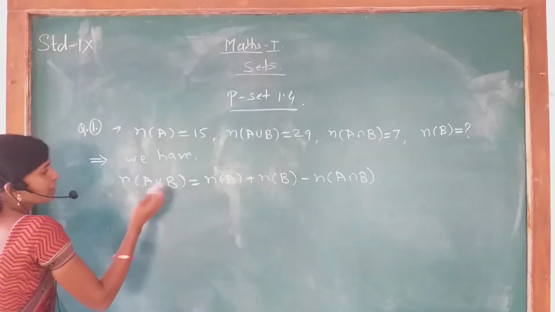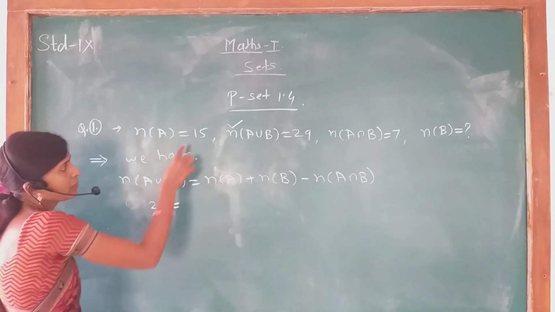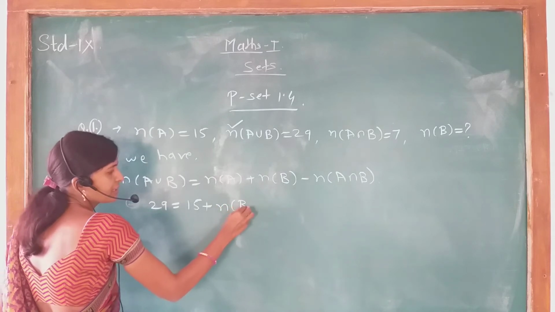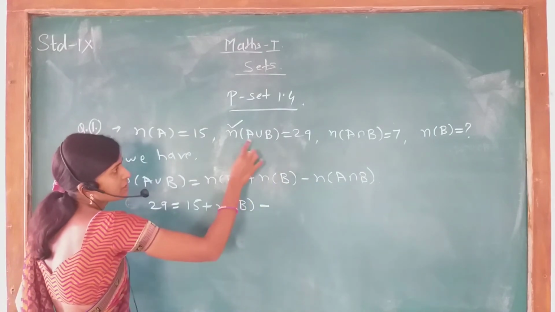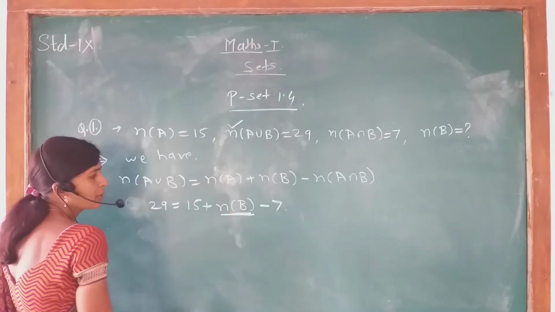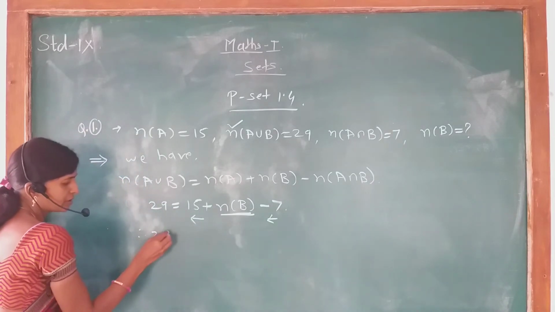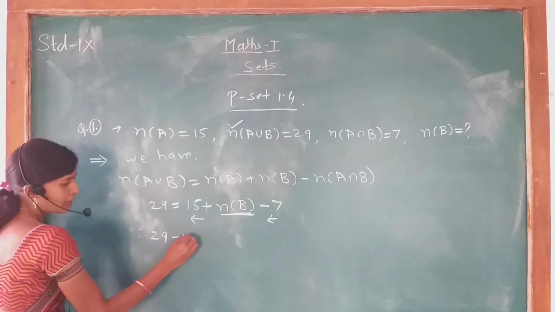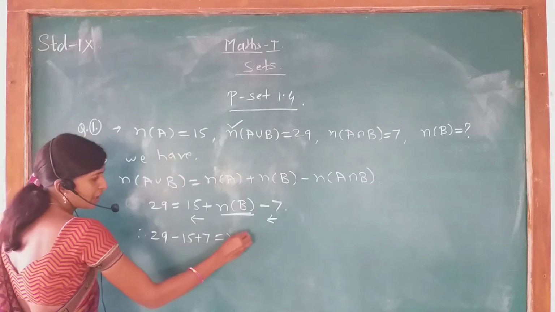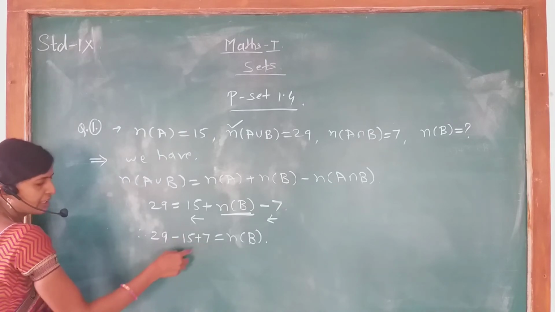Now put the values that are given. So n(A union B) is given, that is 29, is equal to n(A), given as 15, plus n(B), which you have to find, so write it as it is, n(B), minus n(A intersection B), given as 7. You have to calculate the value of n(B). So all these numbers we take to this side by the transposition method. So what you get? 29 minus 15, and this minus 7 becomes plus 7, that is equal to n(B). So 29 minus 15 plus 7.